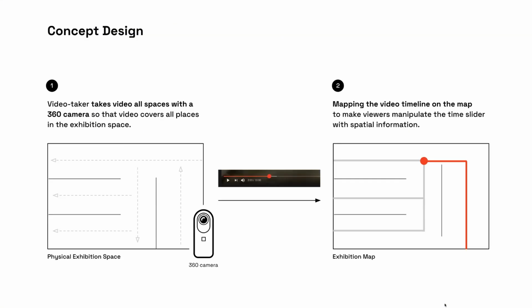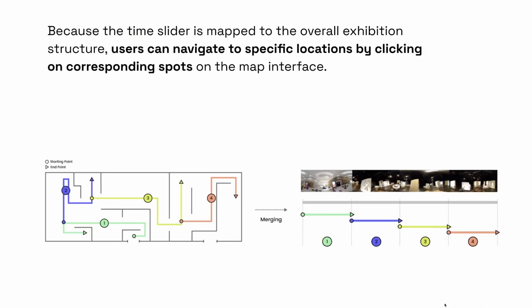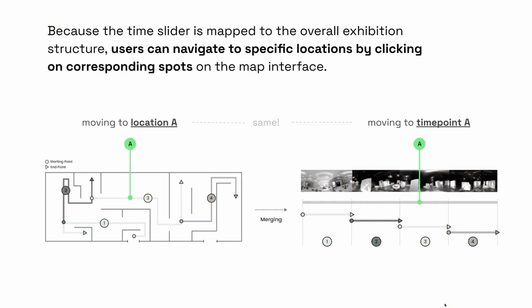To achieve this, we devised a simple yet effective concept. We captured the entire exhibition space with 360-degree cameras and mapped the video timeline to the exhibition map for intuitive spatial navigation. So with this method, viewers can move to a specific location by clicking on a spot on the map interface, similar to navigating to a specific time point by clicking on a timeline in conventional video interfaces. It means that viewers are actually moving between time points, but they feel as if they are navigating spatially rather than temporally.